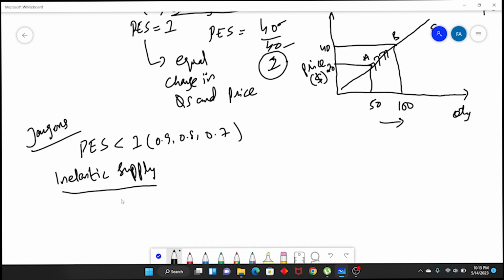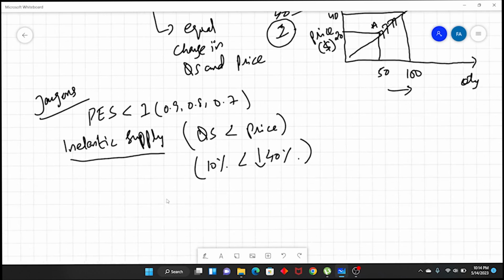So inelastic supply, what do? Price elasticity of supply is less than 1, and in that case, what happens? Price elasticity of supply is less than 1. So in that case, it means your quantity supplied is less affected than a change in price. Let's suppose if I just express that in terms of percentage. So maybe your price has decreased by 40%, but your quantity supplied might be decreased by 10% only. So your change in quantity supplied is less than the change in price. So this is what you have to do.